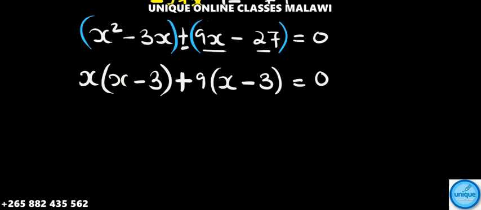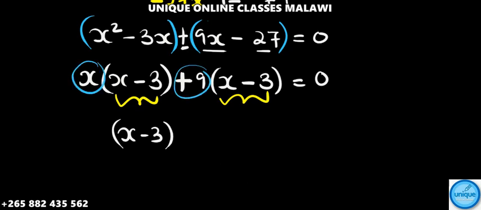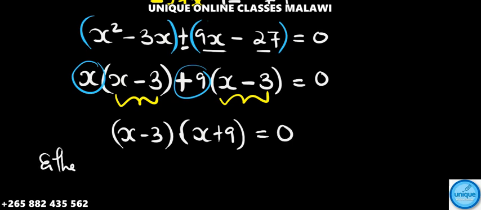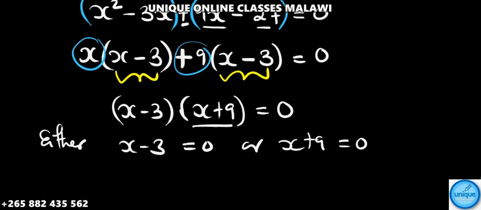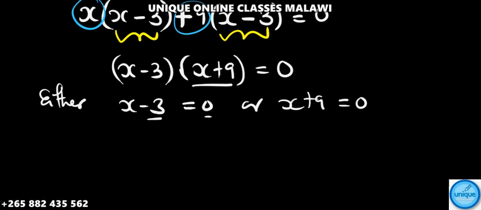Next, you can see that the bracket we have is the same as that bracket, so you can just pick one bracket, which is x minus 3, and the other bracket will be a combination of these factors. So it's going to have open bracket x plus 9, then is equal to 0. Either x minus 3 is equal to 0, or x plus 9 is equal to 0. So to find the value of x, we get x is equal to positive 3 or x is equal to negative 9.